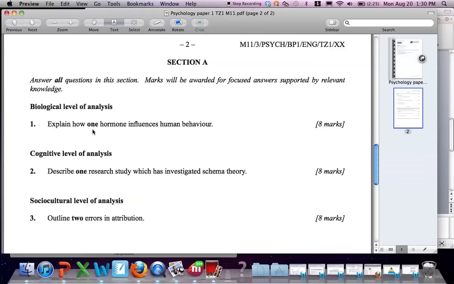What students tend to do is just read that second bit. So, oh yes, it's about hormones, great, I know about hormones, and they just write everything they know about hormones, and they don't pay attention to the fact that they were asked to explain how it influences behavior and focus on one hormone. So they'll just go on and on about 2 hormones, or they'll just describe a hormone and not explain how it influences behavior. So you just need to read the question properly. And those command terms, I can't stress how important they are.